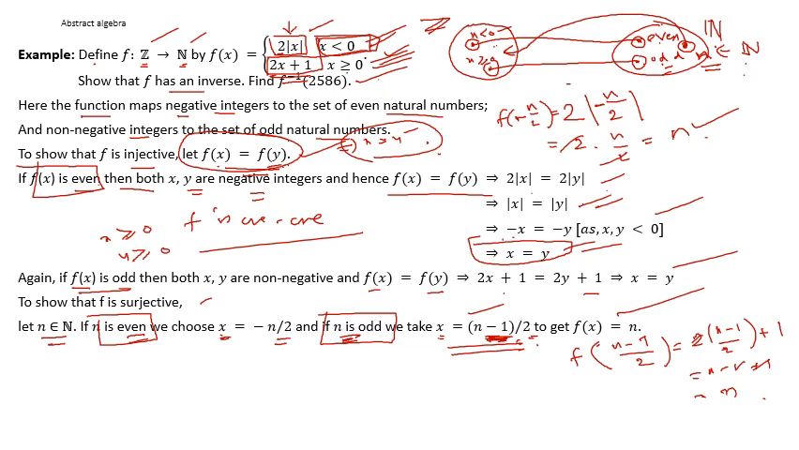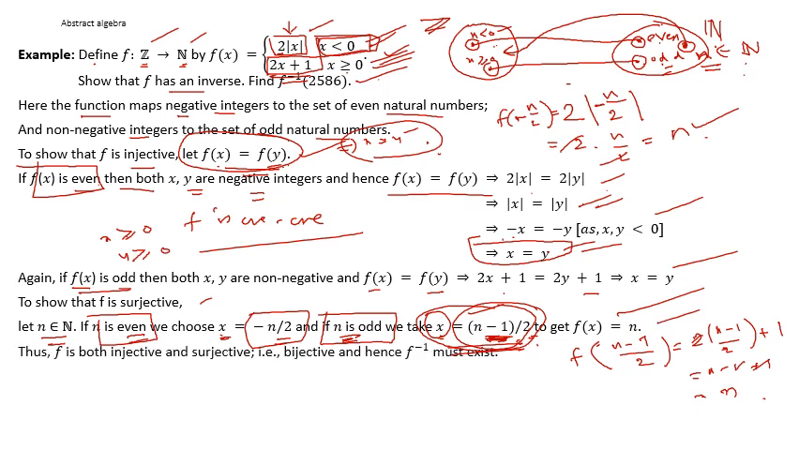তাহলে n টা ইভেন অথবা অড যাই হোক না কেন, আমরা সুটেবলি তার একটা প্রি ইমেজ সবসময় পেয়ে যাচ্ছি। যদি n ইভেন হয় তাহলে তার প্রি ইমেজ হচ্ছে -n/2, n যদি অড হয় তাহলে তার প্রি ইমেজ হচ্ছে (n-1)/2, for which f(x) equal to n. So f is surjective and f is both injective and surjective, and therefore it is bijective, and f inverse exists.